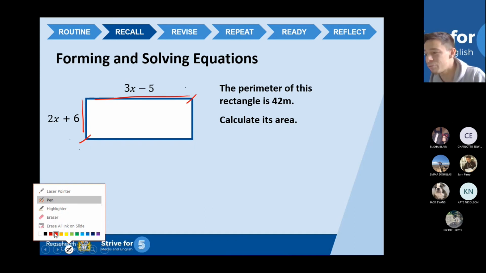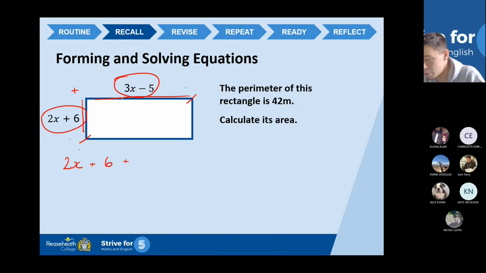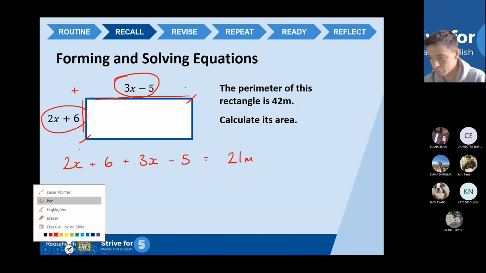21. Excellent. I love that. Good. So I know that these things, when added together, give me 21. So 2x plus 6 added to 3x minus 5 equals 21. Let's write that out. So 2x plus 6 plus 3x minus 5 equals 21 meters. Okay? So far, so good.